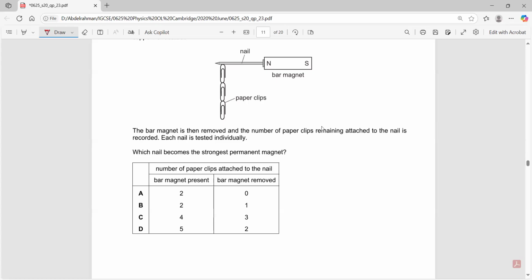If you take a look at the second column, which one has the most amount of paper clips still attached to it after you have removed the bar magnet? Only this one, C. So C is the strongest magnet. You'd say, what about D? So D attracted 5 initially, right? But finally, is it still a strong permanent magnet after you have removed the bar magnet from it? No, it's weaker. It now has become a weaker permanent magnet than C.